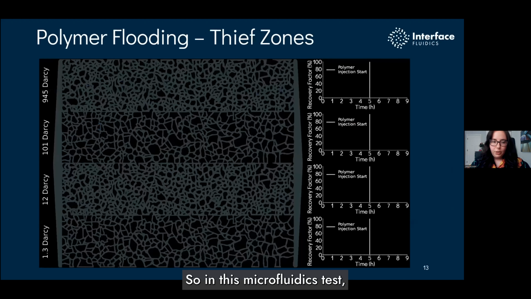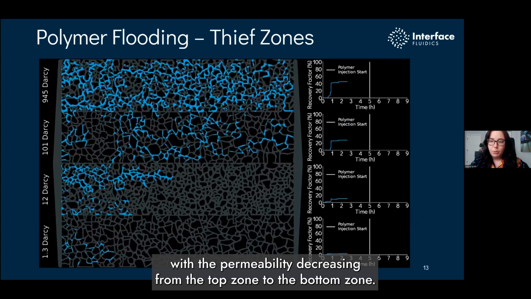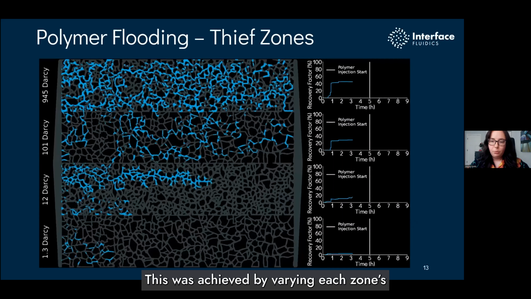So in this microfluidics test, the chip we designed contained 4 connected but distinct zones with the permeability decreasing from the top zone to the bottom zone. This was achieved by varying each zone's pore depth and porosity. Results of the test showed rapid brine fingering into high permeability zones K1 and K2. Once breakthrough to the production side occurred, the first thief zone formed.